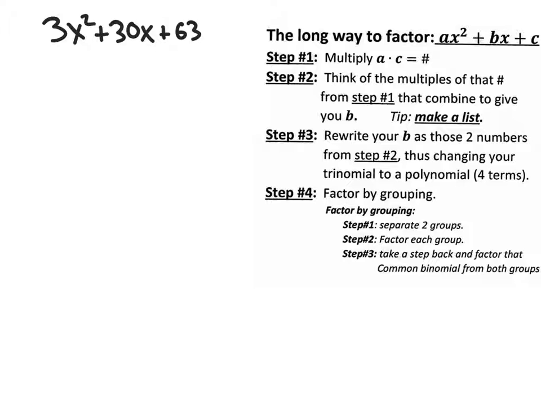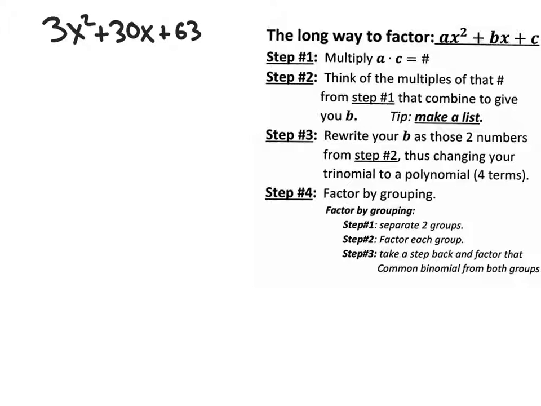Okay, step one is a times c. But even before that, think about this, guys. 3 times 63 is going to be a huge number, right? But look at these three terms. I have a 3x squared, a 30x, and a 63. Is anything sounding a little weird right there? Or anything that you could do?